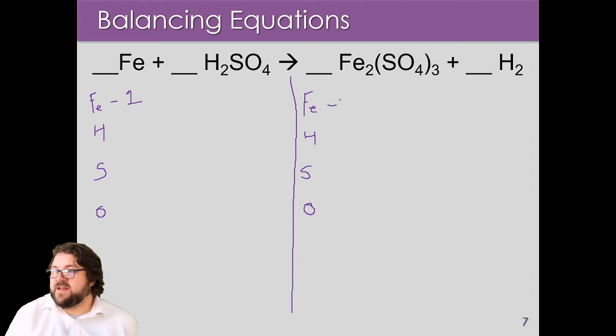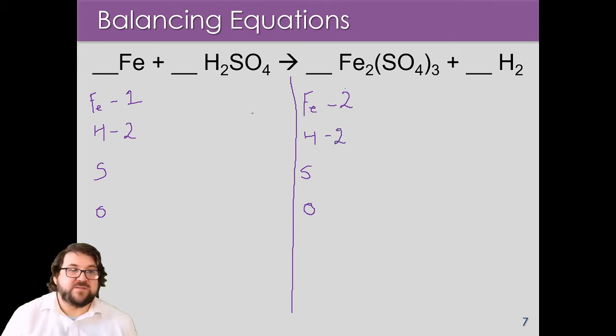On this side, how many iron atoms? I've got Fe2 there, I've got no number in front of it, so that's just 2 iron atoms there. Let's have a look at the hydrogen atoms. On this side, I have H2, so that's just 2 hydrogen atoms, there's no number in front of it. And on this side over here, I have H2 again. So far, so good.